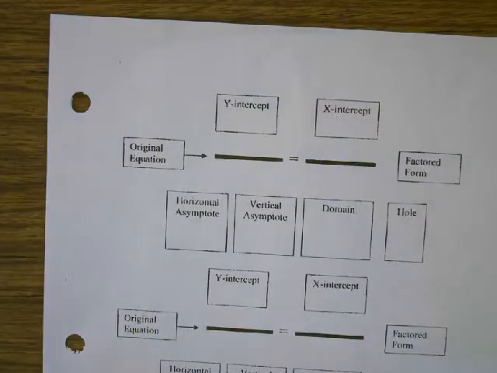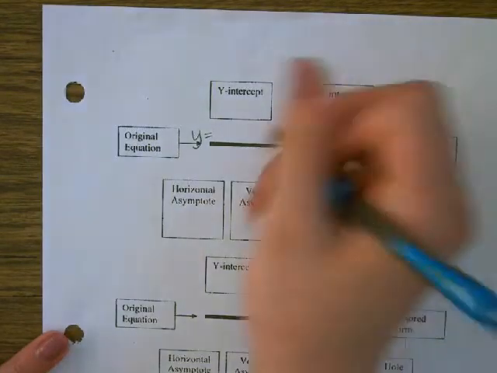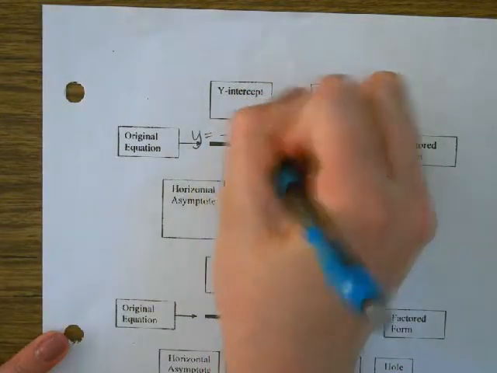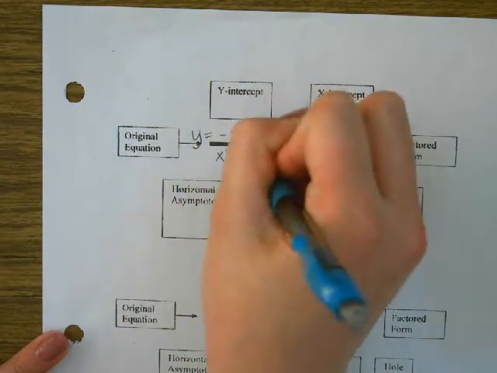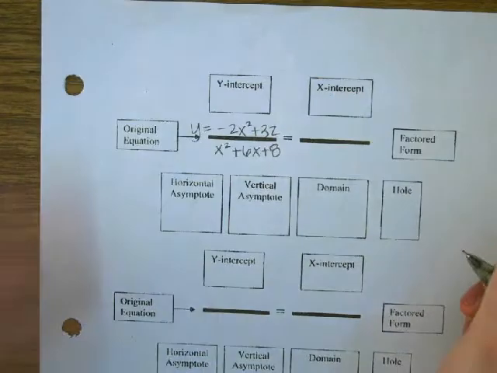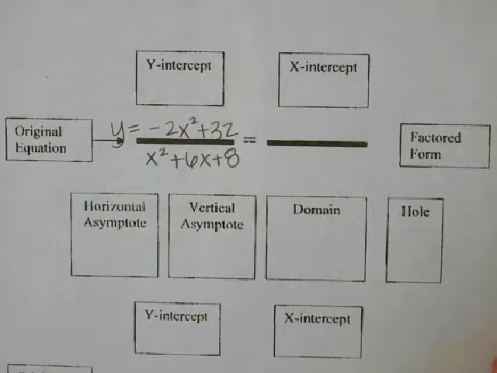On this page, we're going to write y equals negative 2x squared plus 32 over x squared plus 6x plus 8. And we're going to go ahead and do all of the stuff for this problem. So what should we do first?